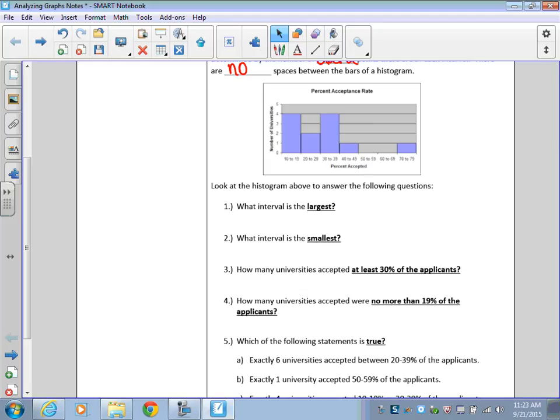And so our answer for that question is going to be 10 through 19 and 30 through 39 because both intervals have 4.